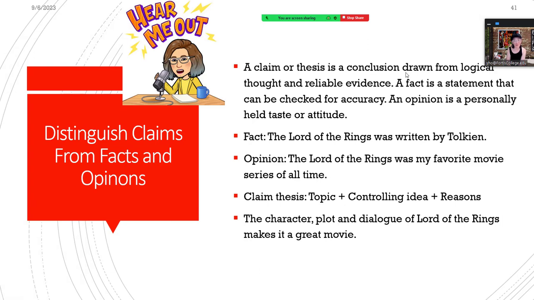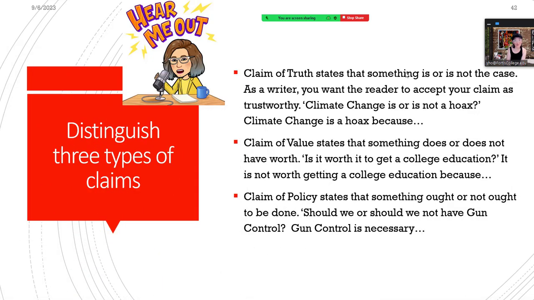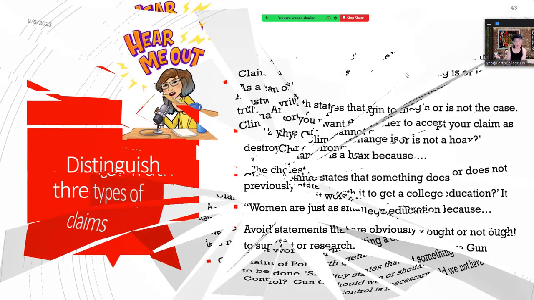You have a claim of fact: The Lord of the Rings was written by Tolkien. You have opinion: The Lord of the Rings was my favorite movie series of all time. So you need to be able to distinguish claims from opinions. A claim of truth states that something is or is not the case. A claim of value states that something does or does not have worth. A claim of policy states that something ought to be done.